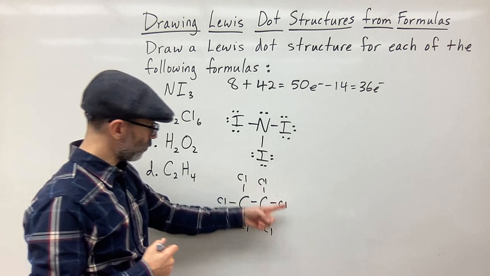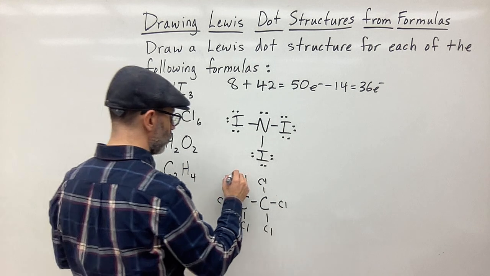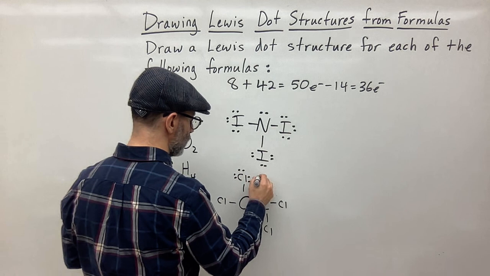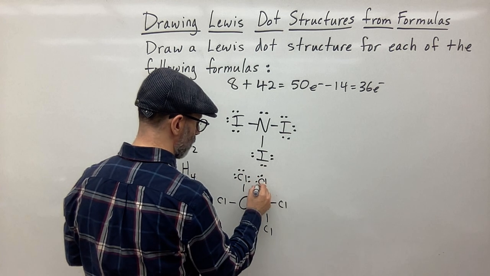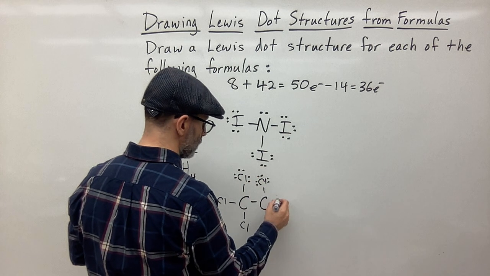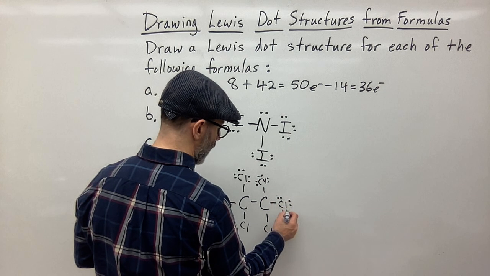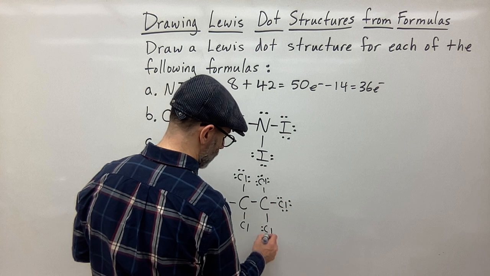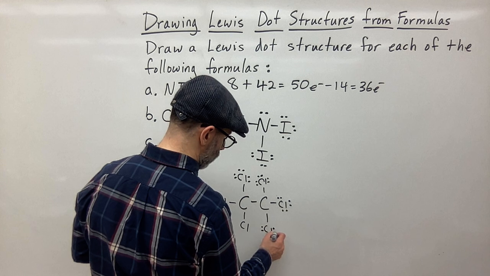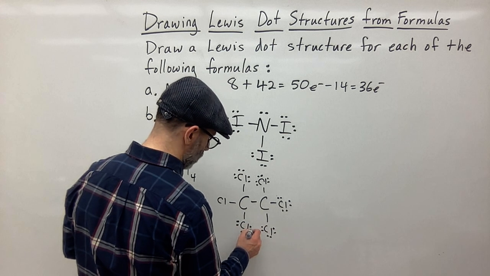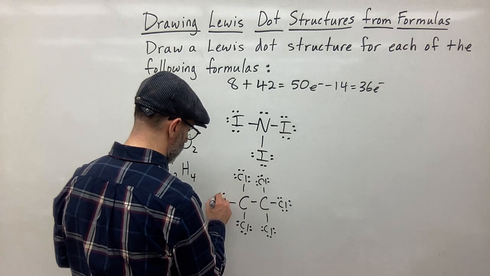So that's the chlorines. So I'm going to give the chlorines 3 lone pairs each because they already have a bond, and that's 2 electrons. So 3 lone pairs will allow them to have octets. So here we go. 2 more. 1 more.